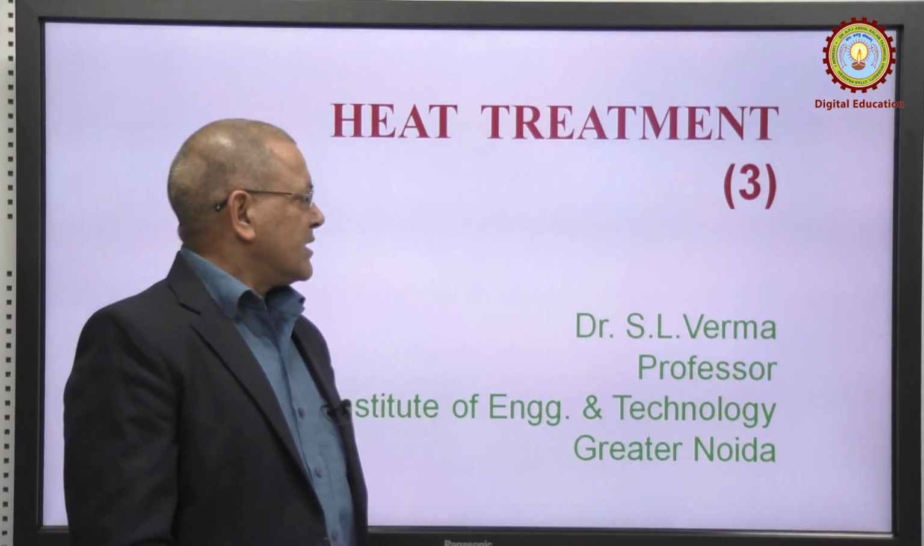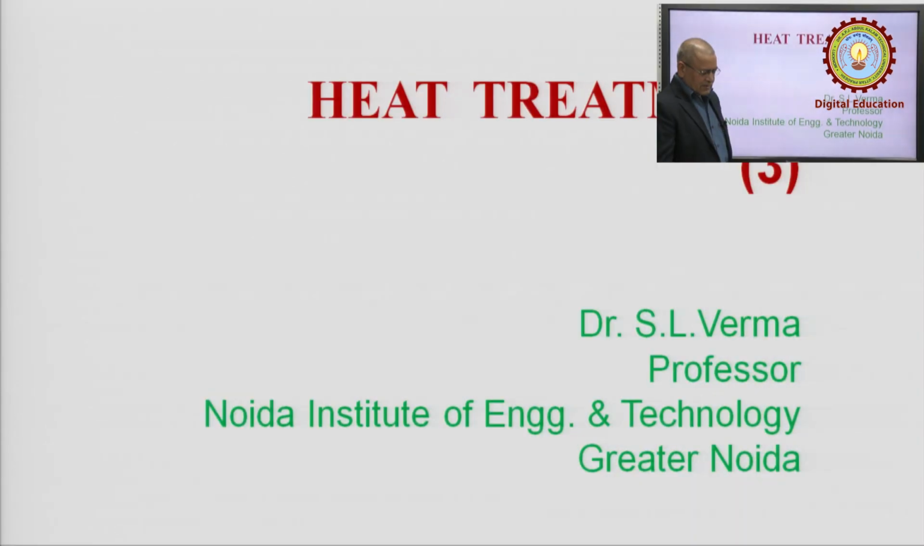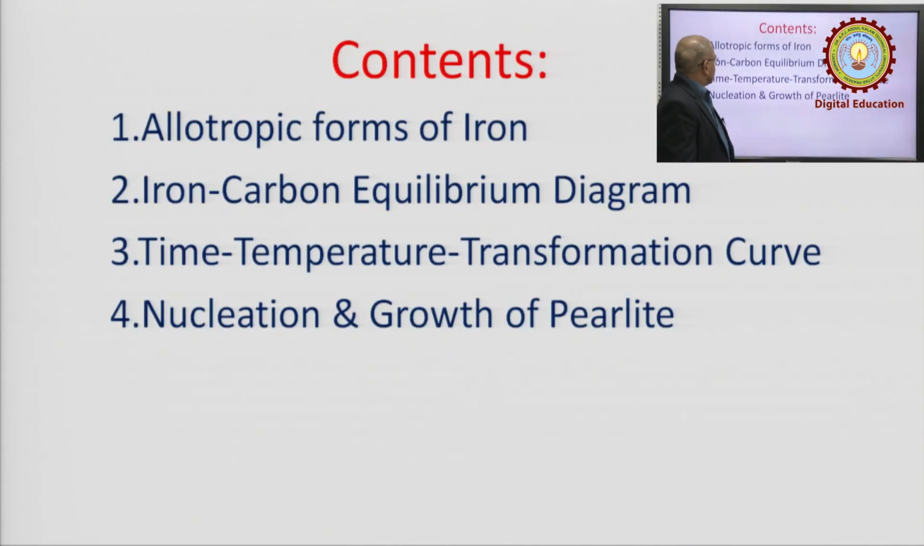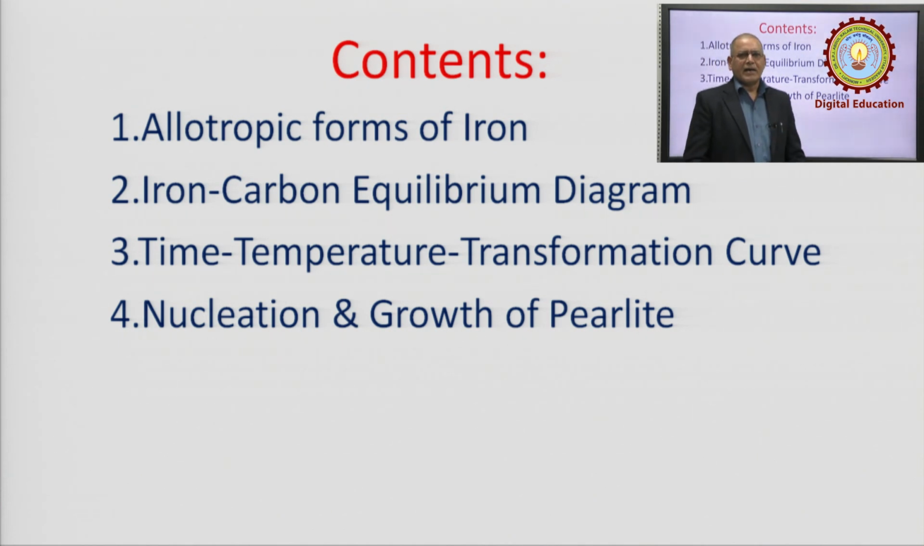Today I will be talking about heat treatment part 3. This will consist of the allotropic forms of iron, the iron carbon equilibrium diagram, the time temperature transformation curve, and nucleation and growth of pearlite. Basically, the iron carbon equilibrium diagram and the time temperature transformation curve are very important in material science to understand how heat treatment is going to take place for plain carbon steel having various percentages of carbon.